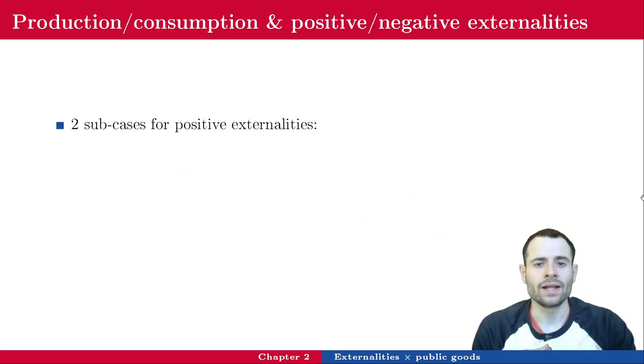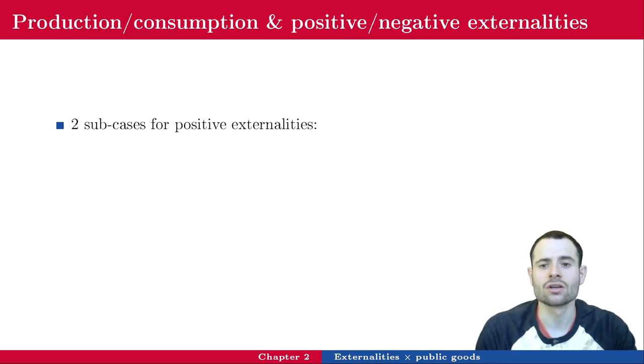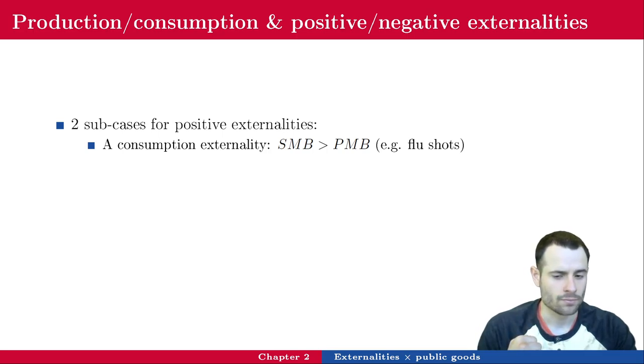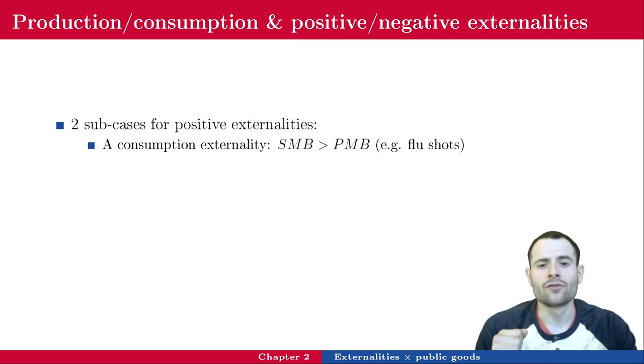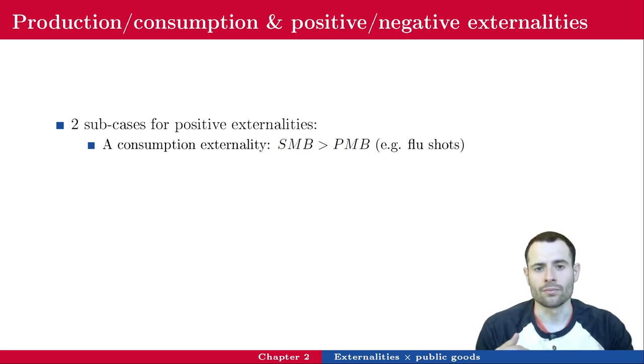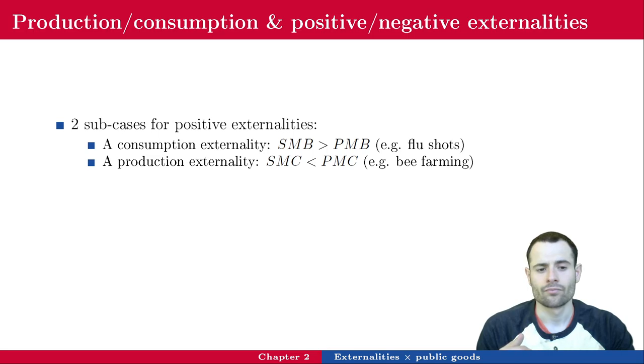Okay, so I talked about production versus consumption externalities and positive versus negative. So we're going to have two subcases for each type of externality. If you have positive externalities, we're going to look at consumption externalities. In this case, the social marginal benefit is bigger than the private marginal benefit. Getting a flu shot increases not only my utility, but also the utility of others around me. So, if I take into account everybody's utility, it is higher than just my own.